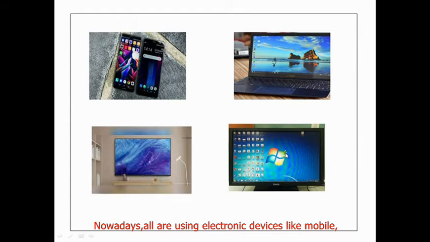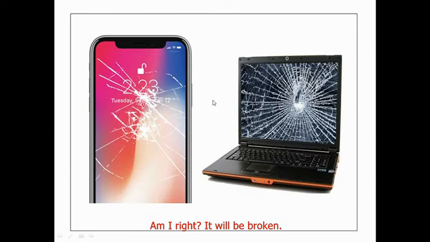Nowadays everyone is using electronic devices like mobile, laptop, TV and so on. When it falls down, what will happen? It will break. Am I right? So the display panel plays a major role in every electronic device. If the display breaks, the whole device will be damaged.